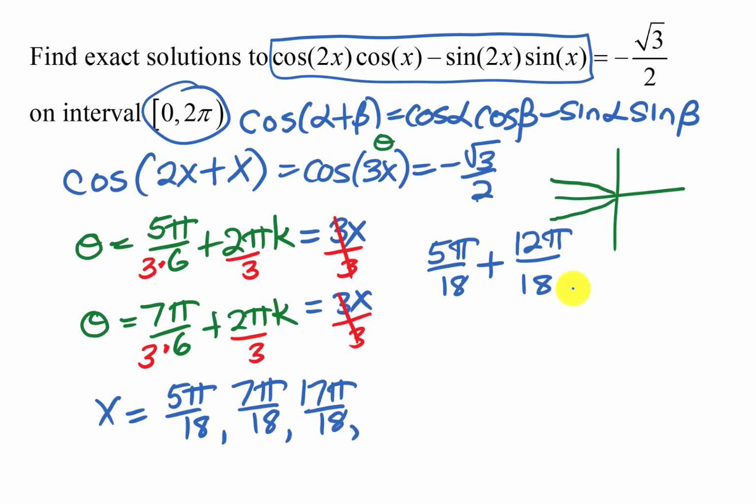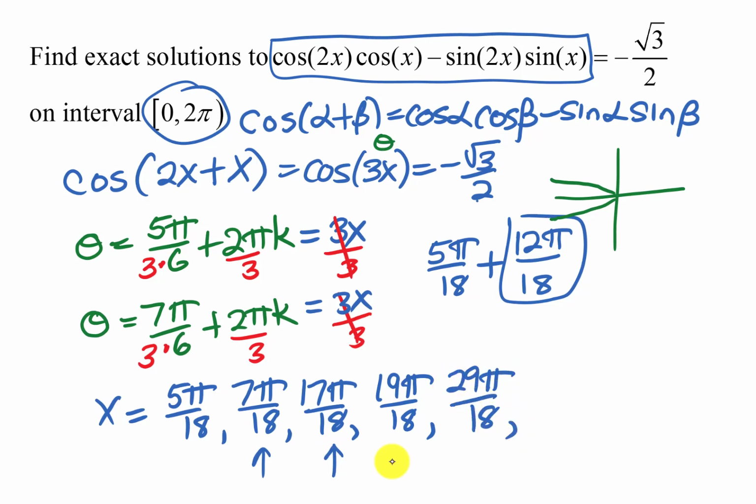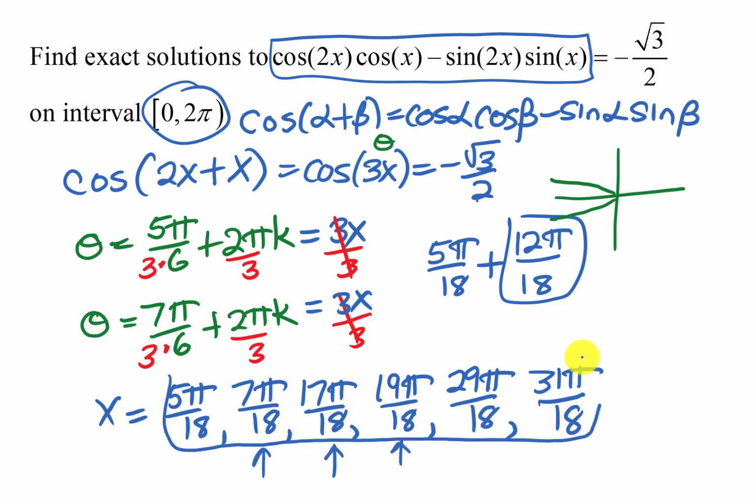Now I'm going to add the period of 12 pi over 18 to the angle 7 pi over 18, and that's going to be 19 pi over 18. Now I'm going to add the period to this angle and get another angle. That's going to be 29 pi over 18. And one more time I will add the period to the angle 19 pi over 18, adding the 12 pi over 18, and get 31 pi over 18. There are my 6 angles between 0 and 2 pi that solve this equation.